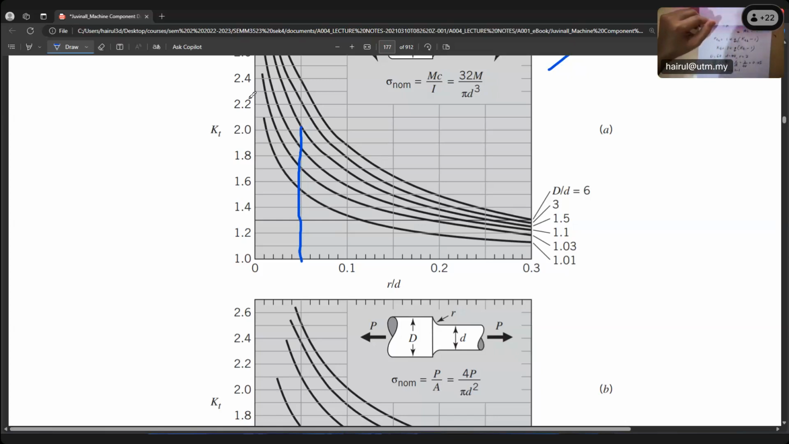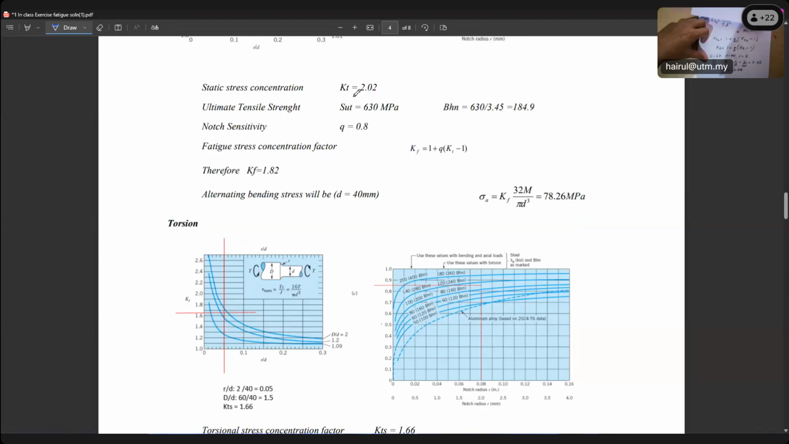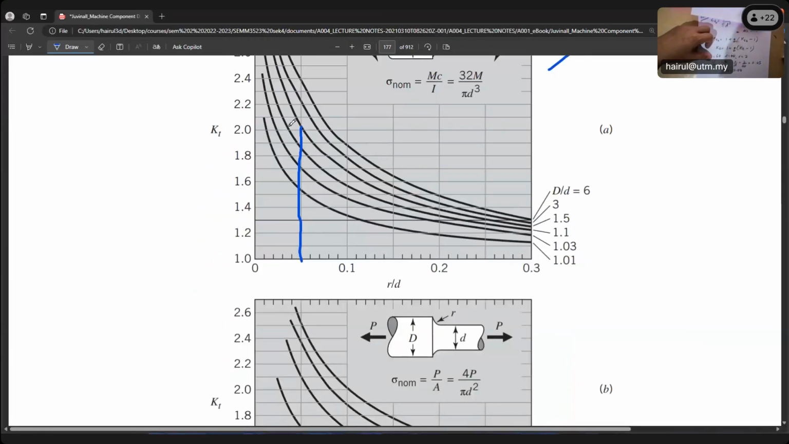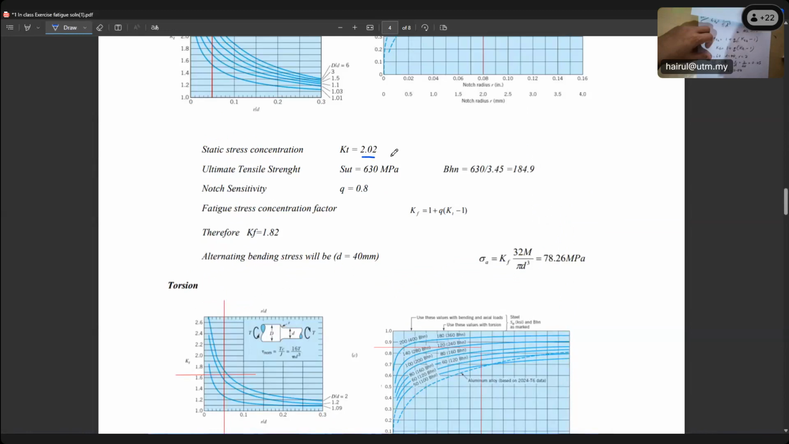This is 2.0, 2.1. So it will be close to 2, right? About 2.04. You don't have to be that precise. It's okay, but if you are precise it's even better. If you look at the solution, what is the value of KT bending? KT bending is 2.02. Okay, 2.02. That's how you get it, by reading the graph to get the KT bending. That's the solution, they have 2.02.